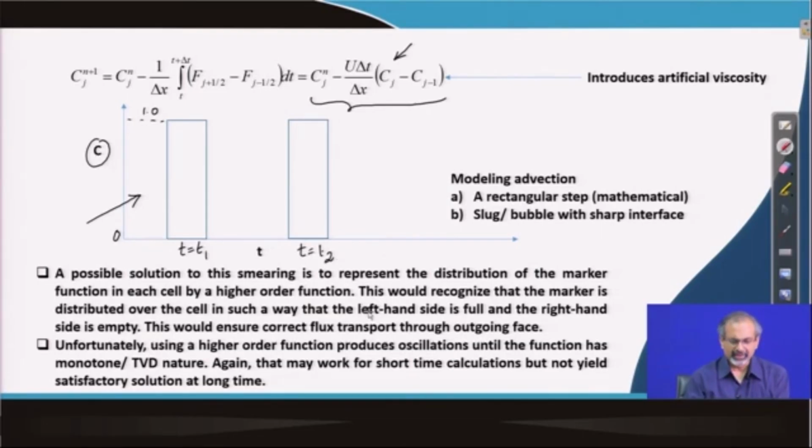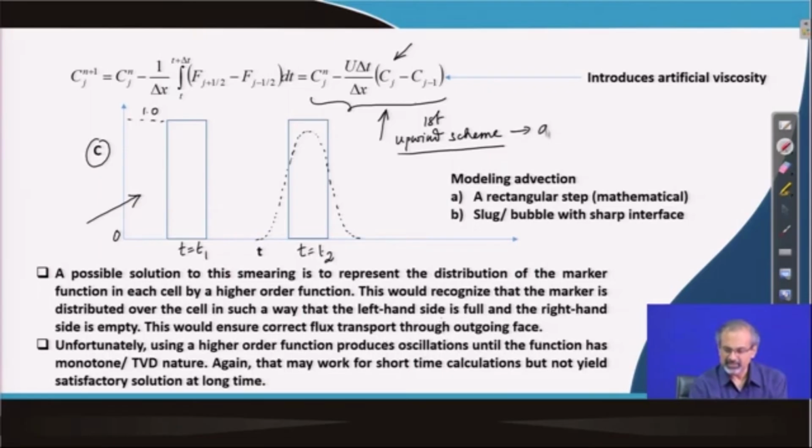Then if you are not accurately monitoring and modeling the fluxes, what it will do to this step function is artificially diffuse it, and the above discretization that we have written will exactly do that, because it has an effect similar to what first order upwind schemes do in discretizations we have discussed earlier in the context of, say, the linear advection equation, and it is essentially an influence of artificial viscosity which comes into the picture.